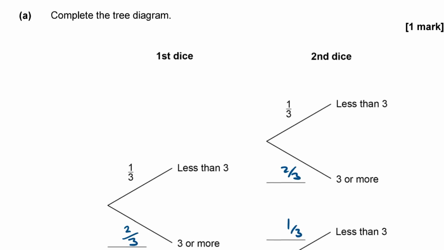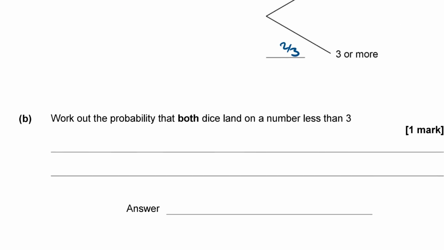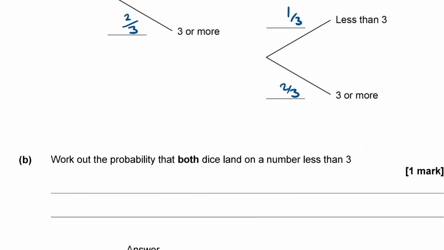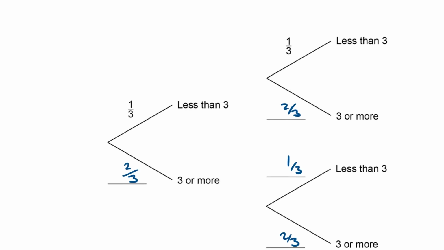That was easy. Okay, so then work out the probability that both dice land on a number less than 3. So both dice landing on a number less than 3 is this route, less than 3 here and then less than 3 here. So I've got to go up that branch. That's the only way I can go, isn't it? That both land on a number less than 3.